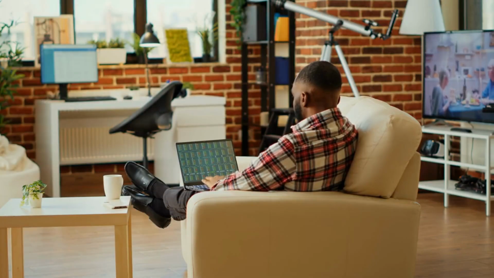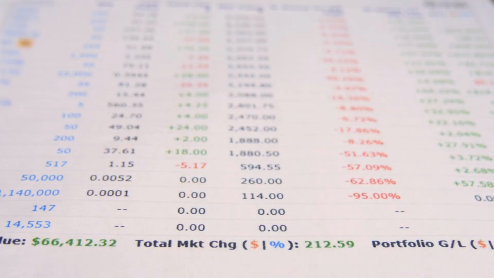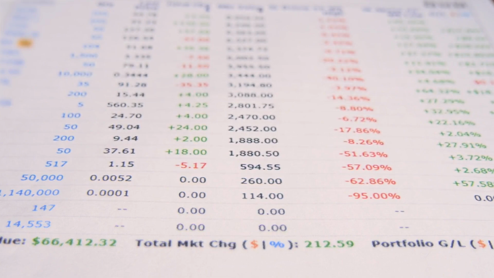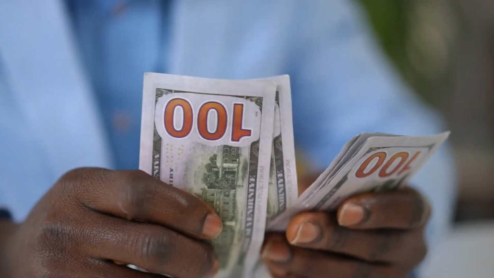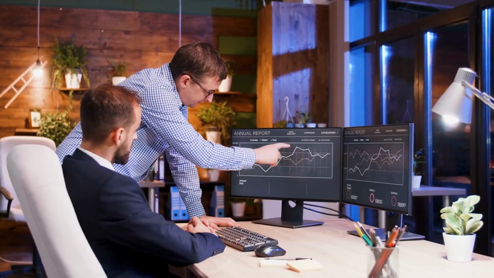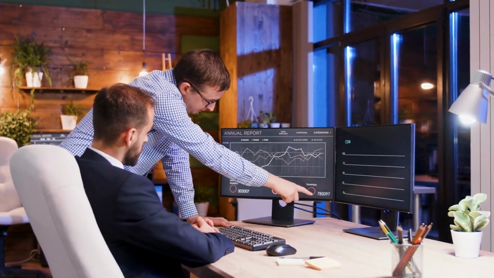Steps to build a diversified investment portfolio. Step 1. Assess your financial goals. Before diving into asset allocation, it's essential to clarify your financial goals. Ask yourself the following questions. What is my investment horizon? Understanding whether you are investing for the short term or long term will influence your strategy.